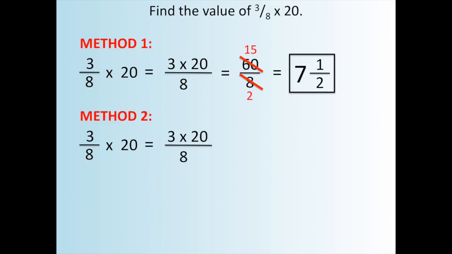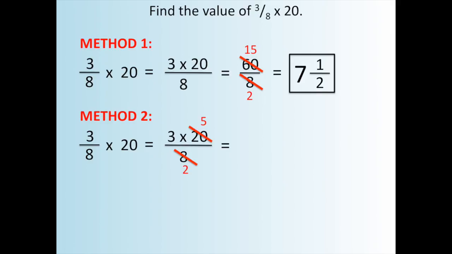Looking at this problem, I know that 20 can be divided by 4. 8 also can be divided by 4. So I can actually cancel these two numbers out, cross out my 20, cross out my 8, and divide them both by 4 now, instead of multiplying and dividing them by 4 later like I did in method 1. It makes the math a little bit easier because we're dealing with simpler numbers. So 20 divided by 4 is 5. 8 divided by 4 is 2.